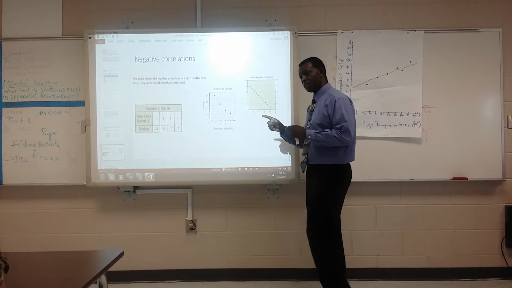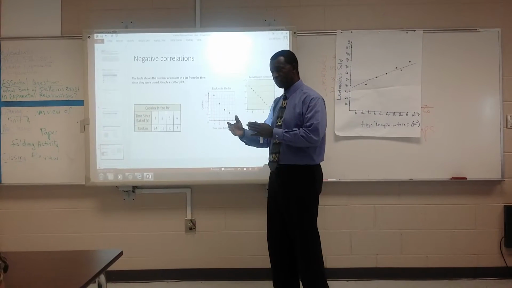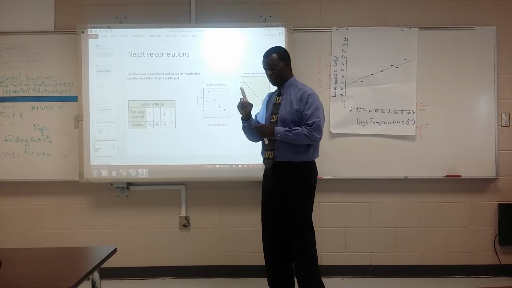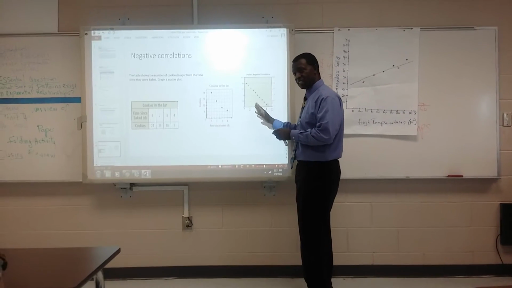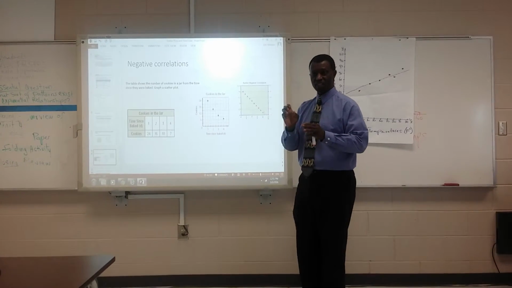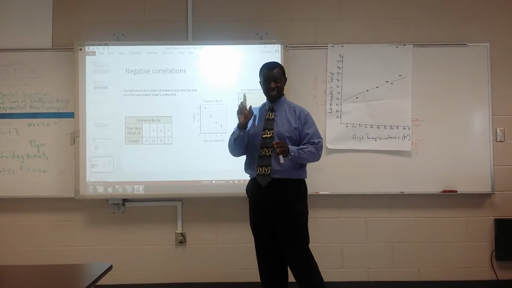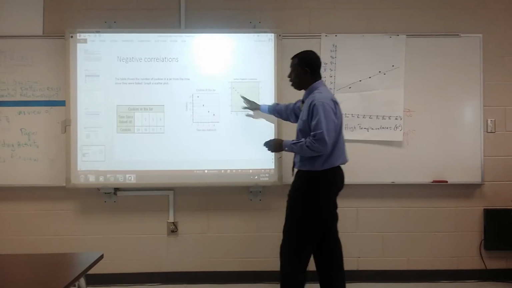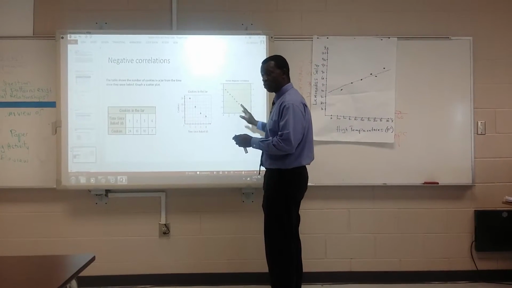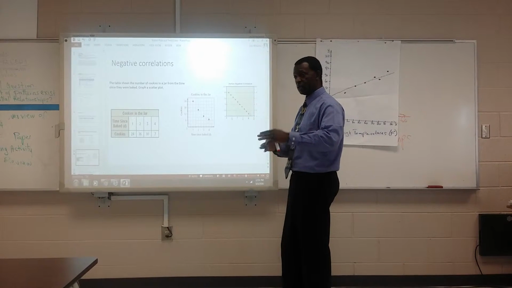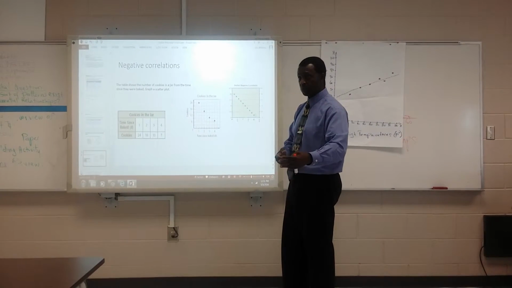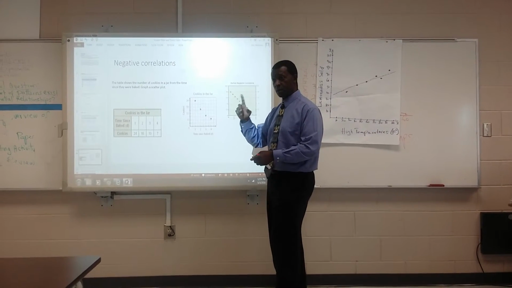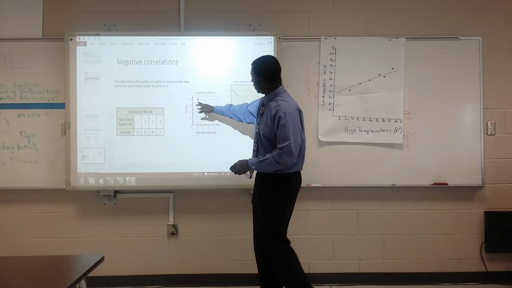We said for the perfect positive correlation, the correlation coefficient was 1, or 100%. But this is a perfect negative correlation. So what do you think the correlation coefficient will be? Negative 1. So for the perfect negative correlation, the correlation coefficient is negative 1. For the perfect positive correlation, the correlation coefficient is positive 1.